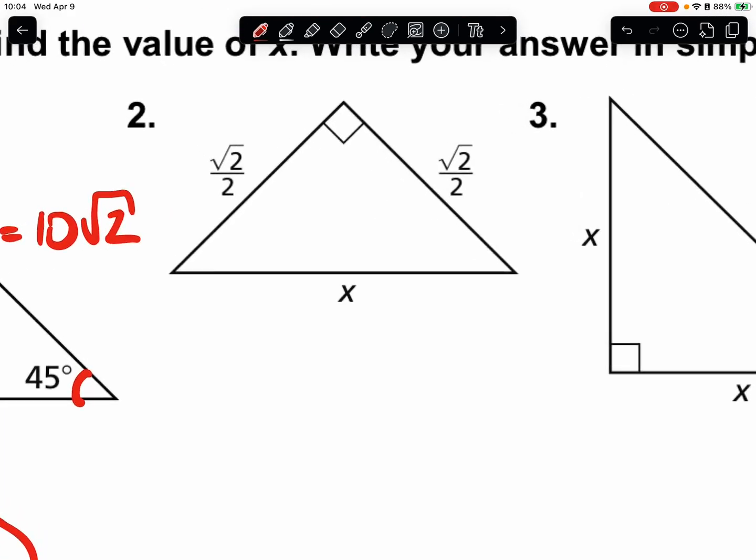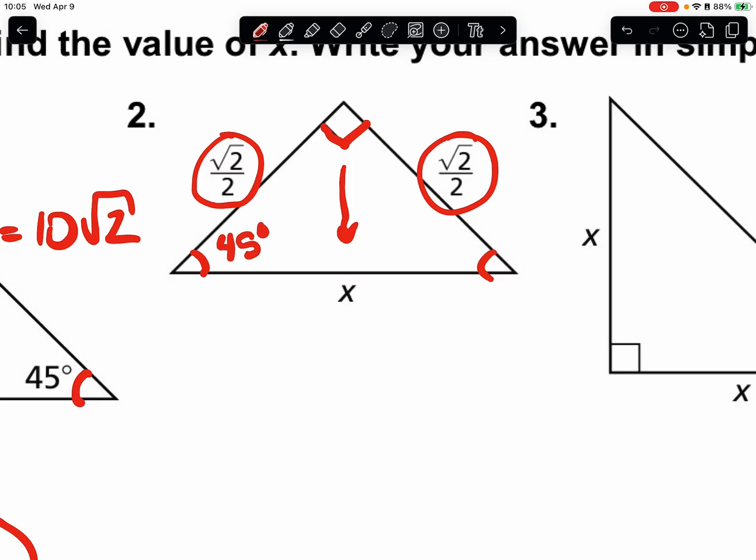A little bit different in this case. First of all, the right angle is there, so the hypotenuse is sitting down here at the base. Again, I see that I've got two lengths that are the same, so that means these two angles have to be the same. So therefore, this is the 45, 45. Again, to go from here to there, I have to multiply by radical 2. So radical 2 over 2 times radical 2.